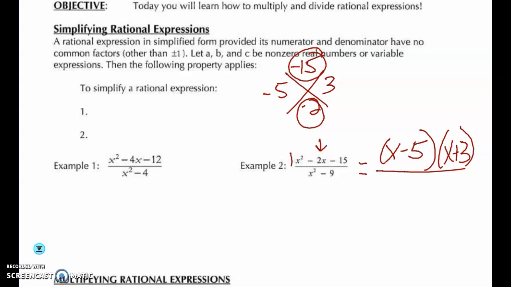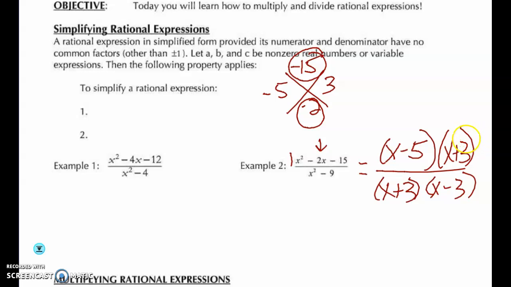Now look at the bottom. That's another one of those that makes us super happy because it's the difference of two perfect squares. So let's set ourselves up. x squared: what times itself gives you x squared? Well, that would be x and x. We have no middle x term, so we have to have one positive and one negative. And then what times itself gives you 9? That is 3. Cool.